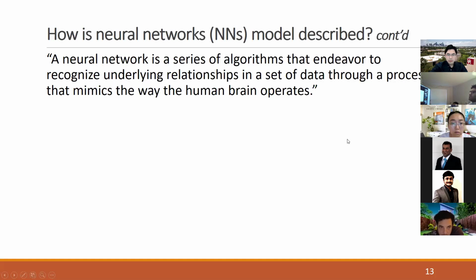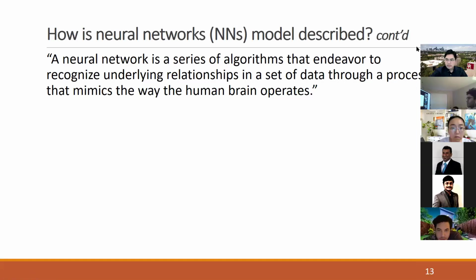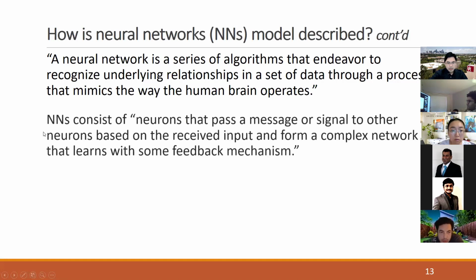More. Neural network is a series of algorithms. They are algorithms, yes, that endeavor to recognize underlying relationships in a set of data through a process that mimics the way human brain operates. That's interesting. That's a pretty good attempt to summarize. Neural networks consist of neurons that pass a message or signal to other neurons based on the received input, and form a complex network that learns with some feedback mechanism. It's not as good. I don't like this one. It's not as clear.